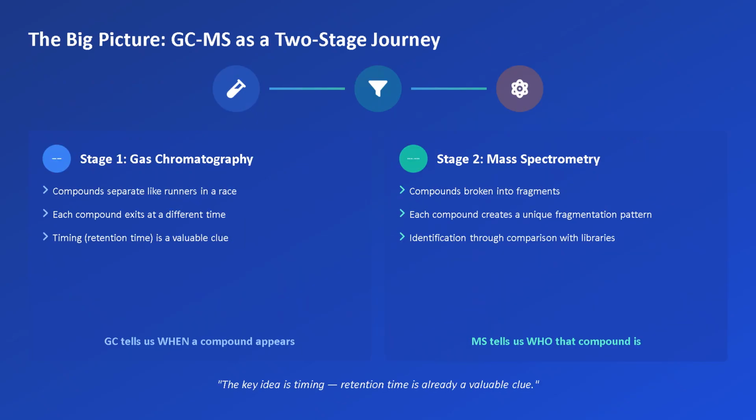Think of GC-MS as a two-stage journey. In the first stage, gas chromatography, compounds separate like runners in a race. Each one exits the column at a different time, known as the retention time. That timing alone is already a valuable clue. In the second stage, mass spectrometry, each compound is broken into fragments, creating a unique pattern that can be matched to known libraries. Simply put, GC tells us when a compound appears, MS tells us who that compound is.